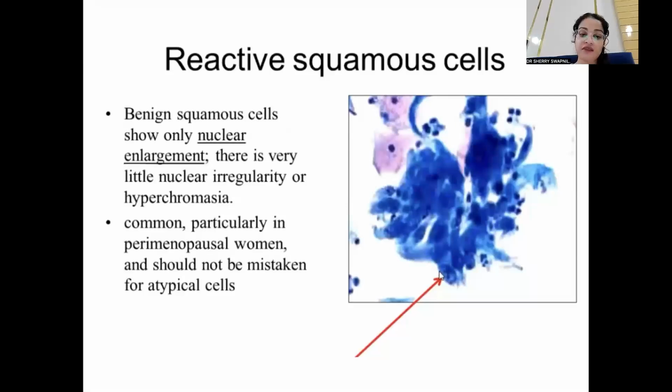Now, reactive squamous cells, as I have told you, either in case of atrophy or in case of dense infection, you can see benign looking squamous cells with nuclear enlargement. But it is important to note, even though there is nuclear enlargement, the chromatin is evenly distributed, and the membrane contour will be maintained. These cells, especially when you are dealing with postmenopausal women, often present with mild spotting, could be reddish discharge, dense inflammation, parabasal cells, atrophic vaginitis cases. You should not confuse these cells or reactive cells with the atypical cells.